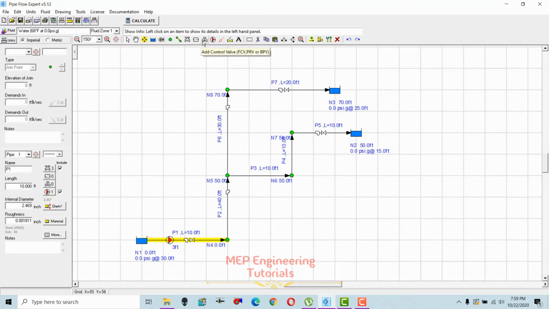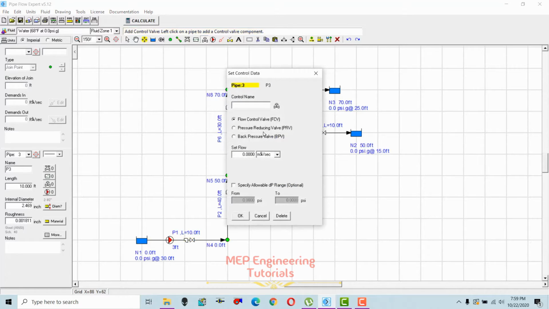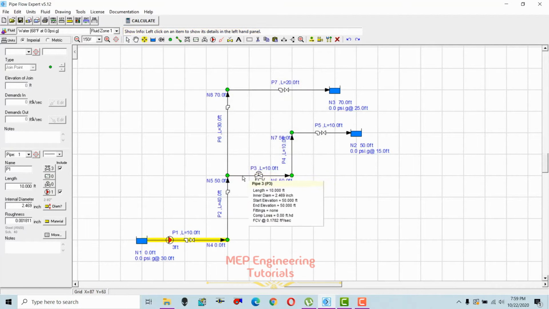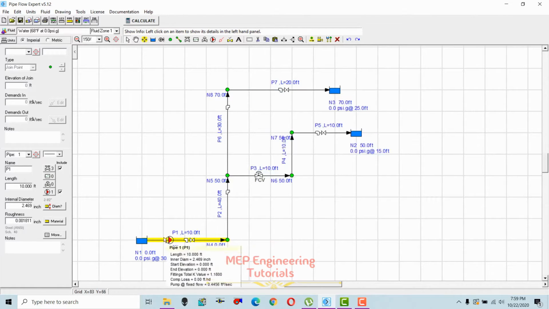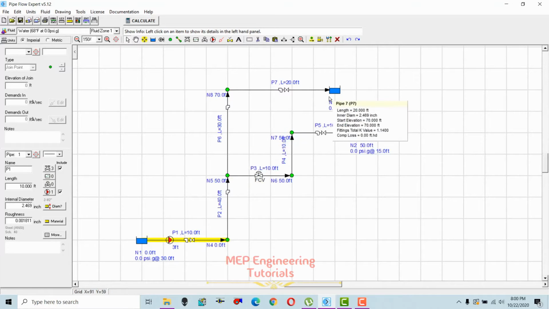So you can see that add control valve. So just select this one and select the pipe segment where you want to place the flow control valve. Select this one and give it a name of FCV, that is flow control valve. And the flow which we are going to limit in here is 80 GPM. Just select OK. So that means 80 GPM will flow this way and 120 GPM will flow this way. This is a constant pump flow, so it is gonna give 80 here and 120 here.